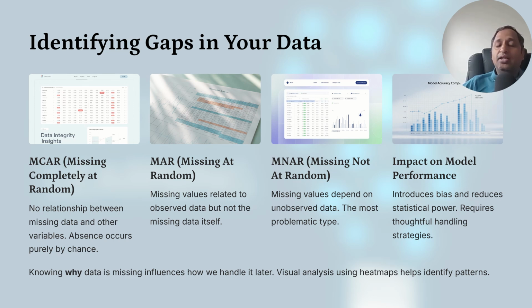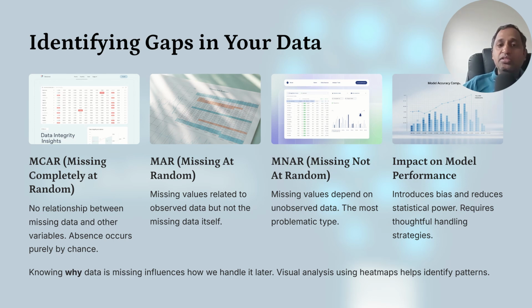Next, missing at random. This means the missing data depends on some other observed variables, but not the missing value itself. Imagine users with a shorter tenure are more likely to skip a survey question. So this is more complex. We may need to use these related variables to impute or flag the missing values. Then there is the most challenging case, missing not at random. This is when the reason the data is missing is tied to an unobserved value itself. For example, high income users might avoid entering their salary in the form.